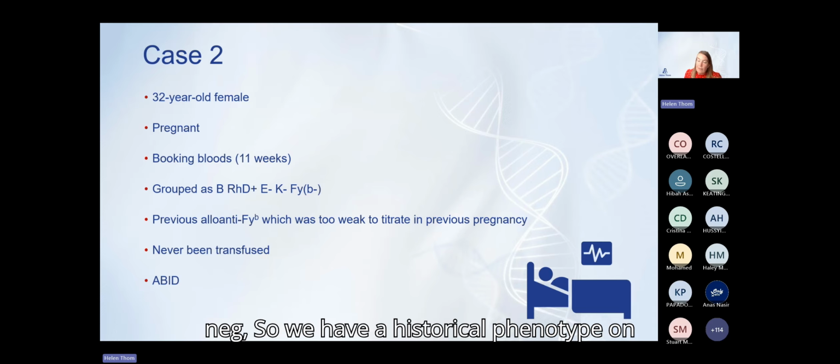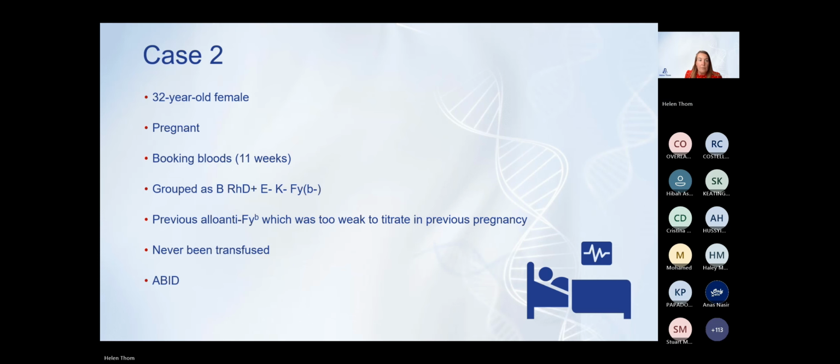So we have a historical phenotype on this patient. They have a previous allo-anti-Duffy B, which in their previous pregnancy was too weak to titrate. The patient has never been transfused and they've been referred to your laboratory for an antibody ID.